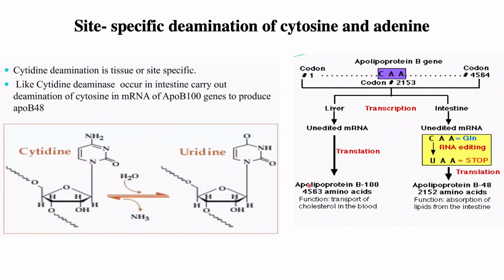ApoB100. These genes produce proteins that are involved in the transport of cholesterol in the blood. Whereas in the case of RNA editing, where the deamination of cytosine happens to form uracil, we get a premature stop codon. So in this case, we don't get the ApoB100 protein. We have the ApoB48 protein, which is involved in the absorption of lipids from the intestine. So this is an example of how a modification in one base in a specific tissue can lead to the generation of different proteins and how they are functionally distinct.